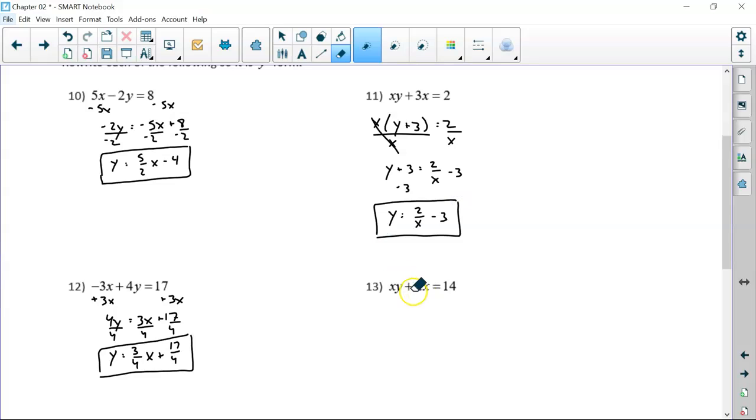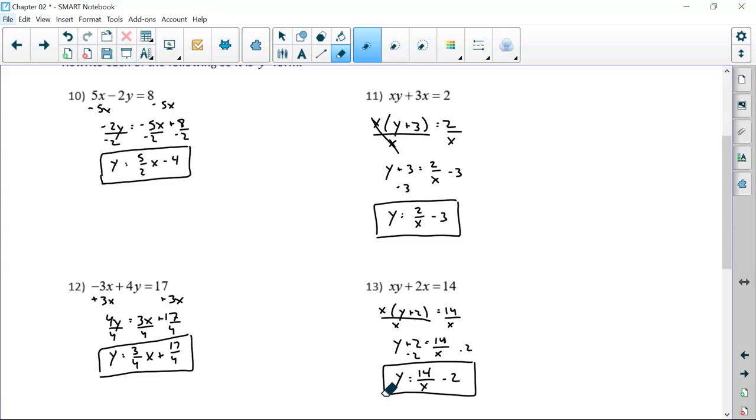Now for number 13, we have x in both of those first two terms, so we can factor out the x. It's x times y plus 2, and that equals 14. To get y by itself, divide both sides by x. y plus 2 equals 14 over x. And then subtract 2 from both sides, so y equals 14 over x minus 2. And there's our equation of y in terms of x.